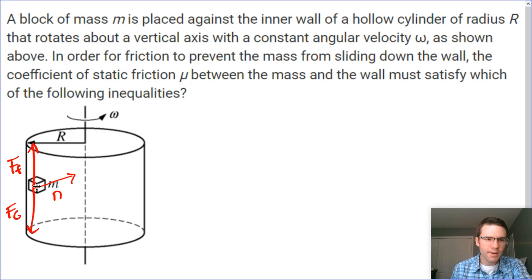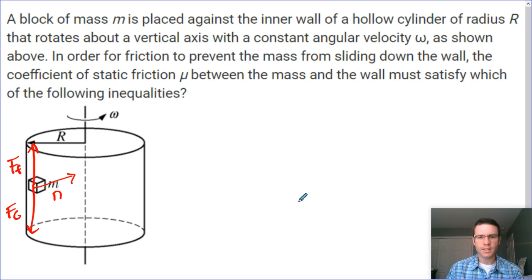This block has to have a normal force acting on it. Why does it have to have a normal force? If it's going to stay in circular motion here, it has to have a force causing the velocity vector to turn around that circle. And that normal force has to be equal to the centripetal force, mv squared over r. So our force of friction goes up here, and our force of gravity has to go down. And if it's not going to slide down that wall, the force of friction has to be equal to the force of gravity. So that's what we set up first.